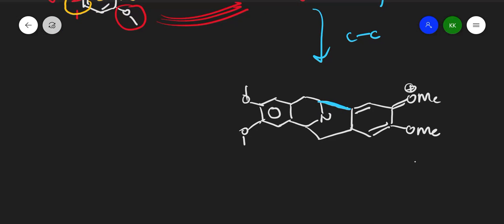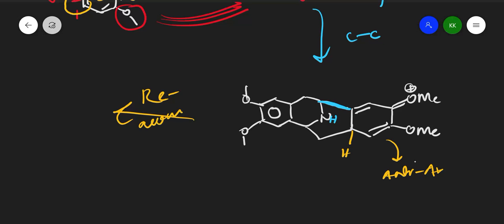Nitrogen is having one proton, NH. I can show it here like this, right? So here one proton is there. So this compound, if you see, it is anti-aromatic. So re-aromatization is the driving force for this further reaction, re-aromatization.